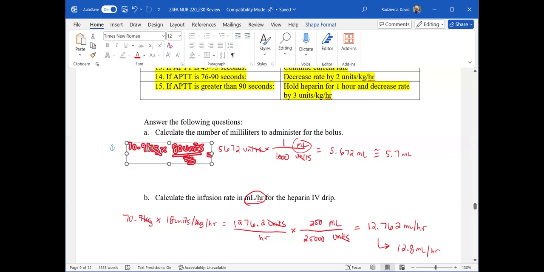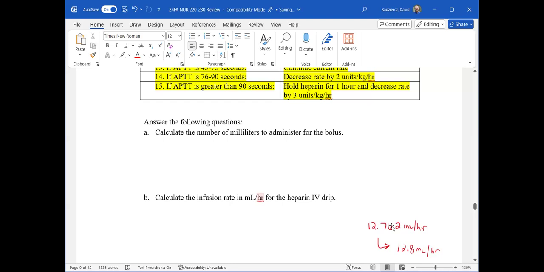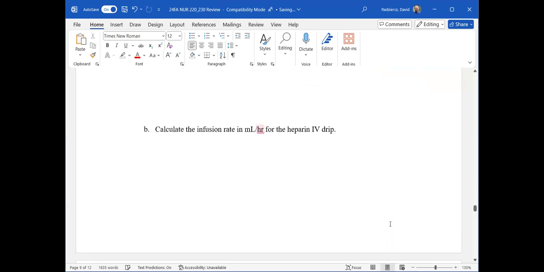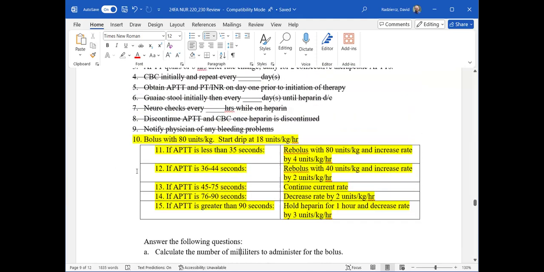So I'm going to delete my work here and we're going to work through it. All right. So when we're calculating the bolus, we're just going to use the information that the protocol states, and then I'm going to have you replicate this with a different patient, different weight, but it's the same thing to do.